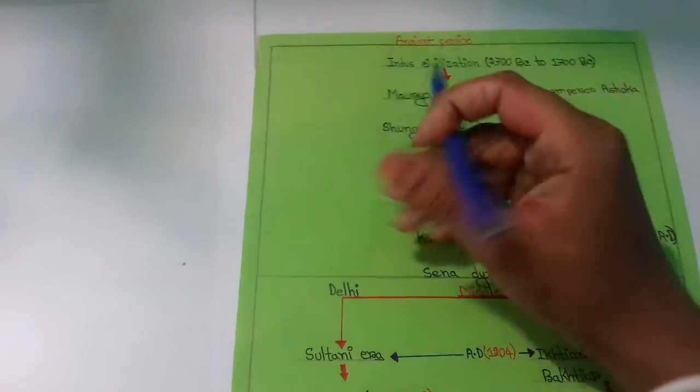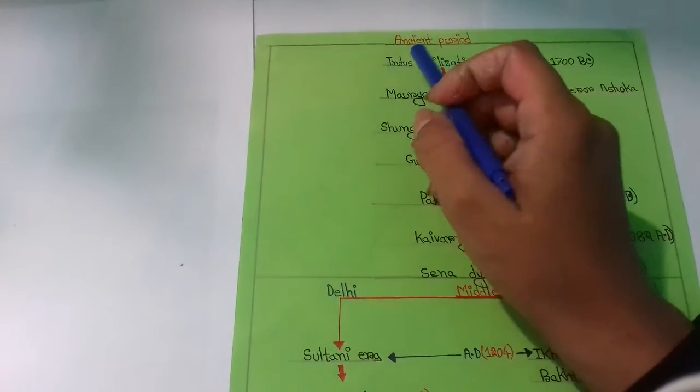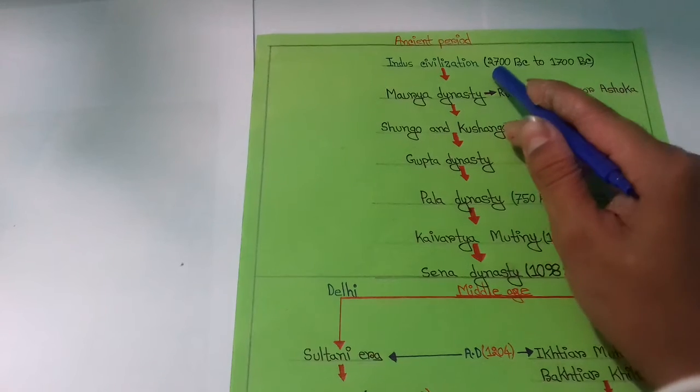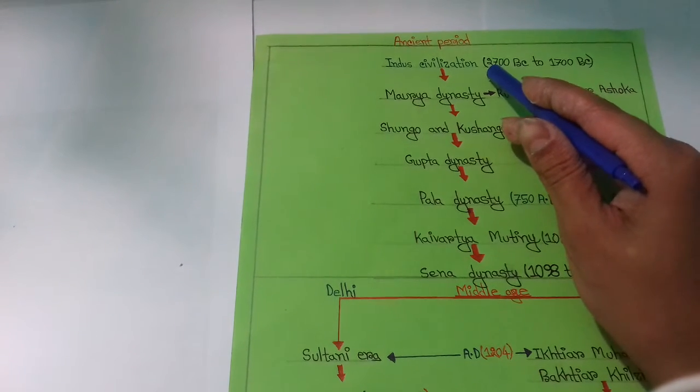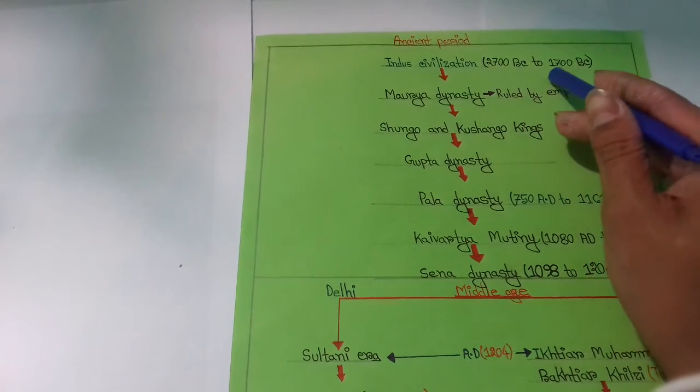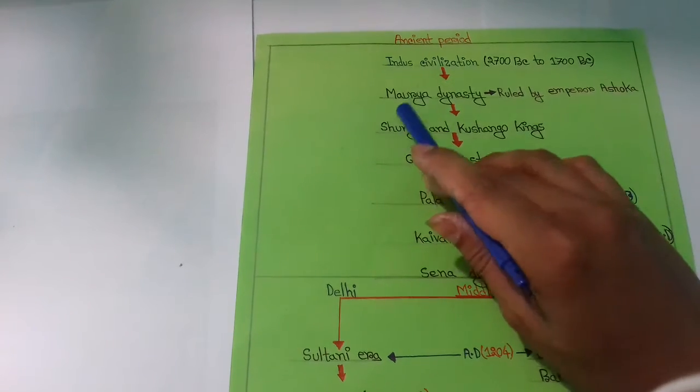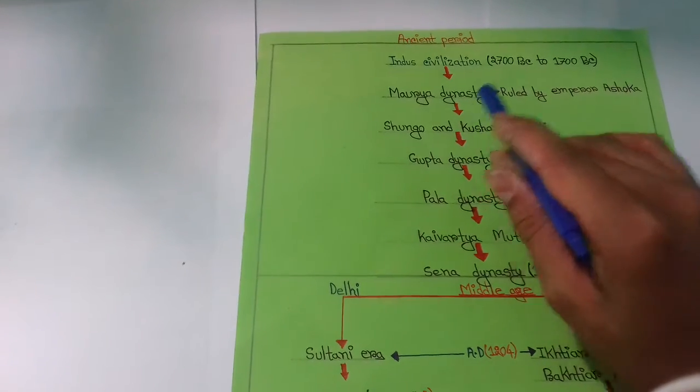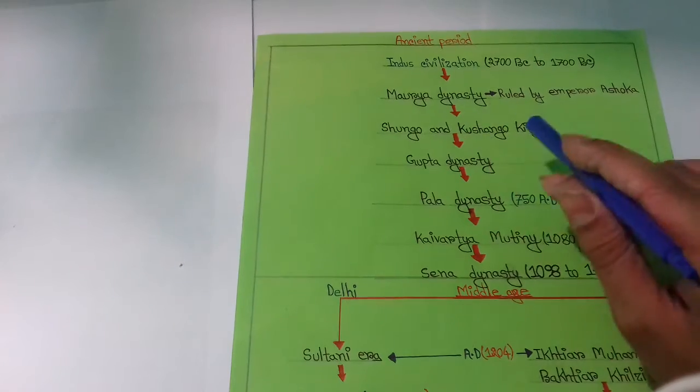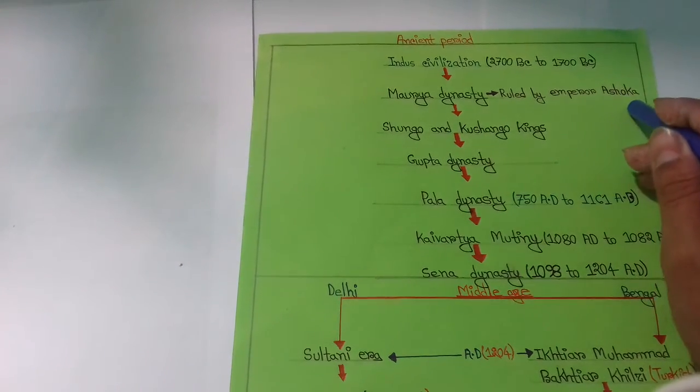At first, the ancient period. There is the Indus civilization. It lasted from 2700 BC to 1700 BC. Then the Maurya dynasty, which was ruled by Emperor Ashoka.